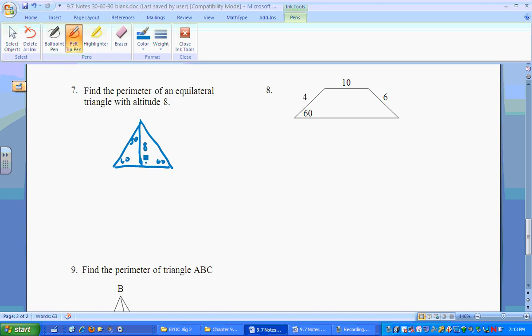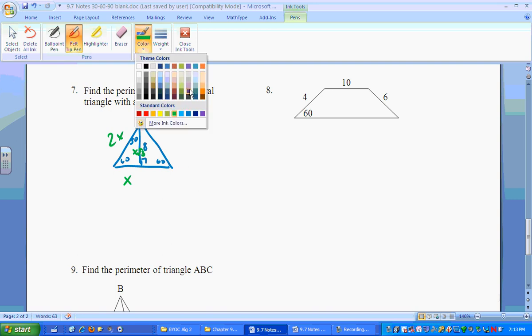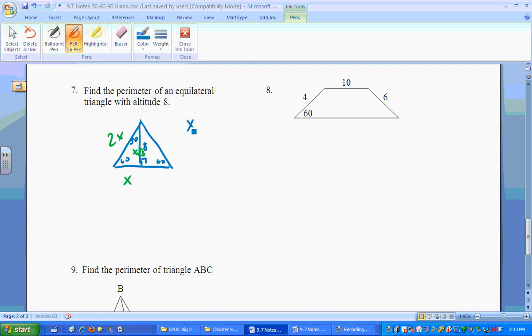So we're looking at this across from the 60. Let me change colors, superimposing. Here's x, here's 2x. This means this is x root 3 for this side. So we said x root 3 equal to 8. Divide by root 3. Can't leave it in the denominator, so we multiply top and bottom by root 3. We get 8 root 3 over 3.